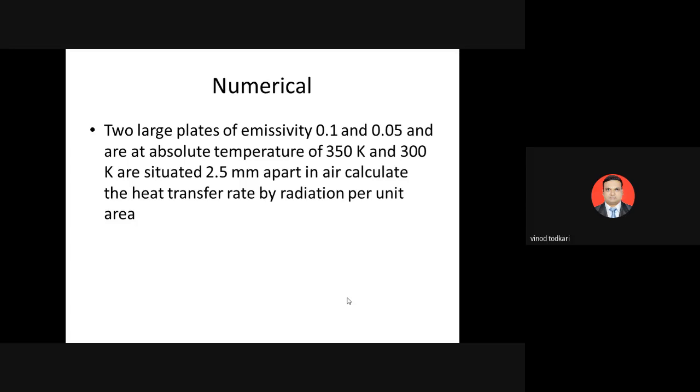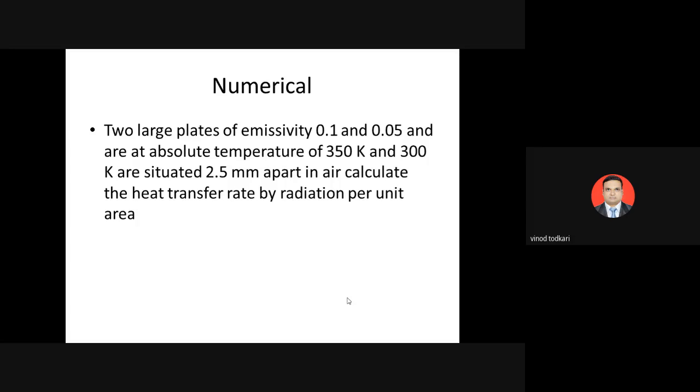And are at absolute temperatures of 350 Kelvin and 300 Kelvin. So the plate temperatures are given. Plate temperatures, we call them by temperatures T1 and T2. So T1 is given as 350 Kelvin and T2 is given as 300 Kelvin. They are situated 2.5 millimeter apart. Now we have seen the derivation. There is no question of distance, right? It is just given to mislead you, but we should not get misled. All given data may not be useful, right?